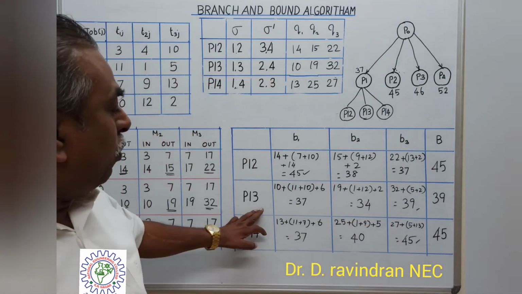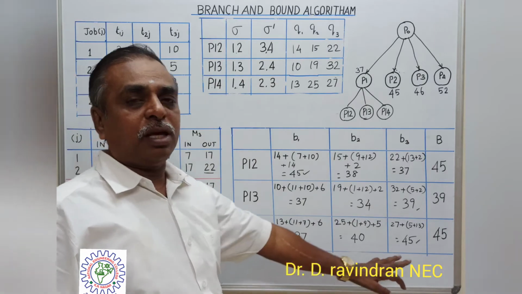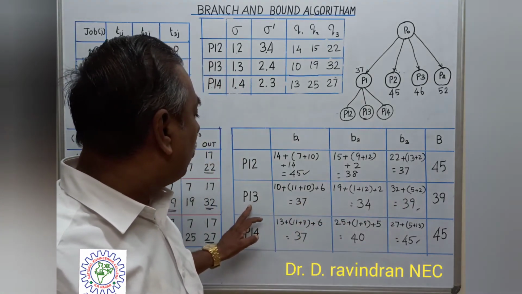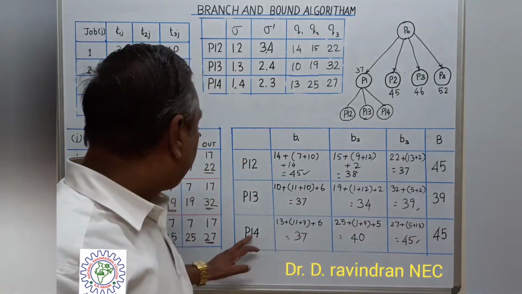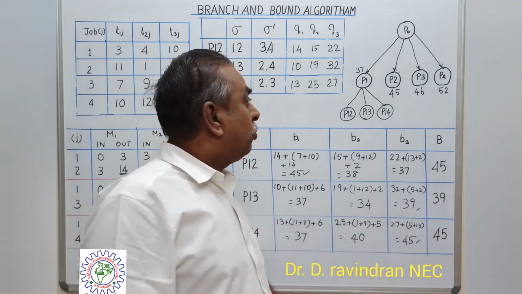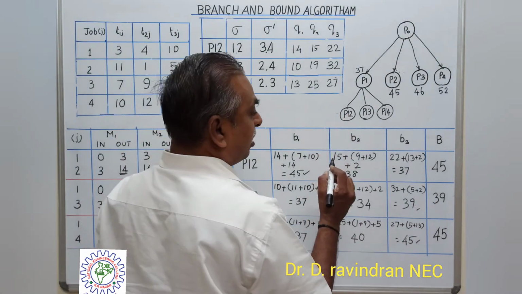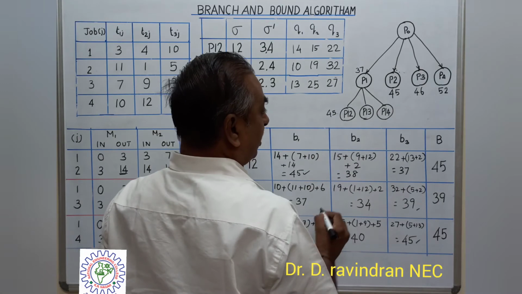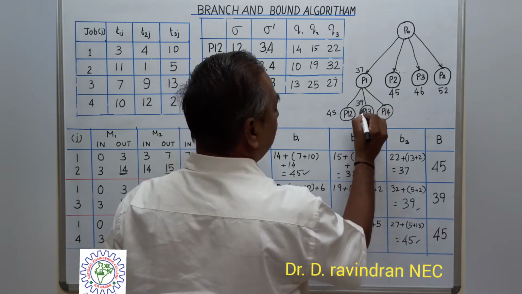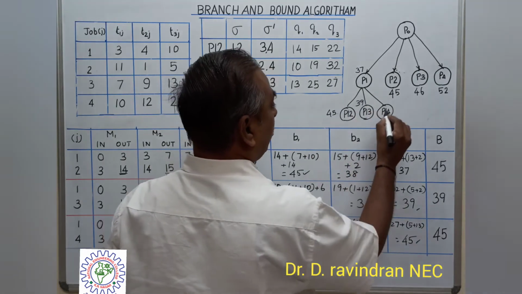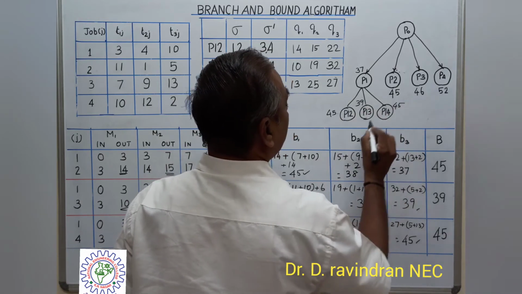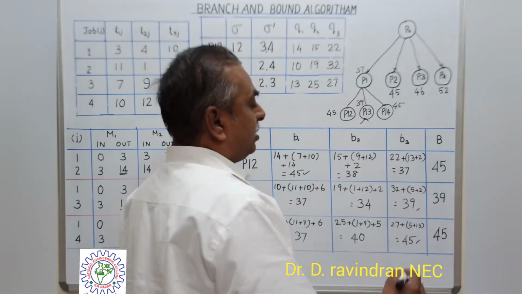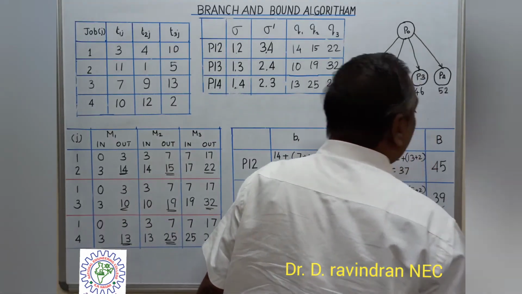Similarly, your P13 as well as P14 can be computed. The maximum value corresponding to P13 is 39 and P14 is 45. So in this one, P12 has got the lower bound of 45, P13 has got the lower bound of 39, and P14 has got the lower bound of 45. So 13 is best. So next we have decided to process job 3 after 1.